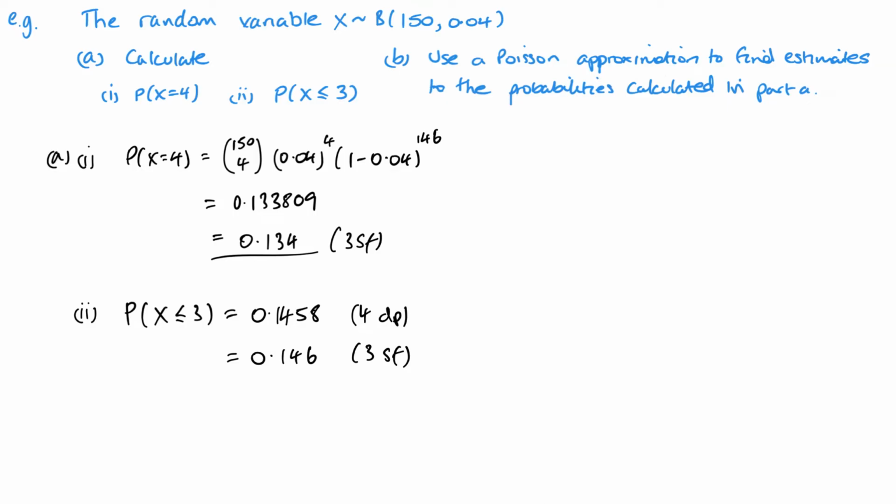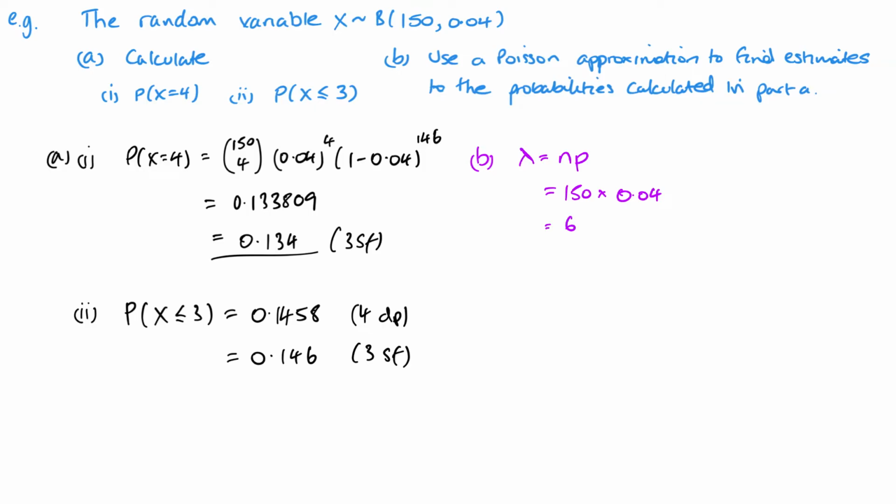Now for part b, I'm going to do this in a nice purple colour. Part b, we're going to use the Poisson approximation. It does tell us in the question, but obviously in the exam that's going to be quite rare. And the first thing I want to do is find out my value of lambda. And lambda is np. So here we've got 150 multiplied by 0.04.